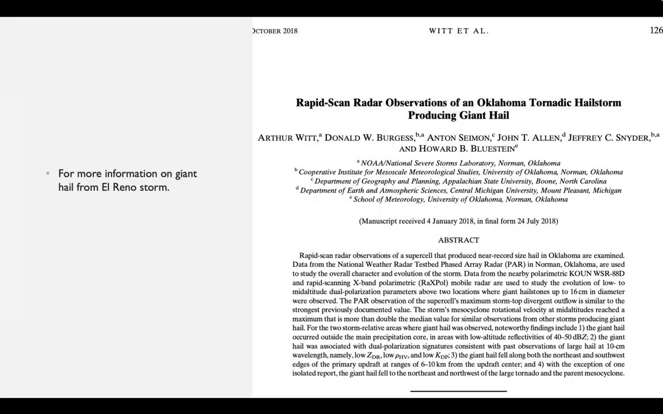And then for more information on the giant hail from the El Reno storm, you can go find this paper online. It's "Rapid-scan radar observations of an Oklahoma tornadic hailstorm producing giant hail." It talks briefly about the societal threats, but it goes into great detail about the radar observations. It's a pretty cool paper. Written by Arthur Witt and colleagues in 2018.